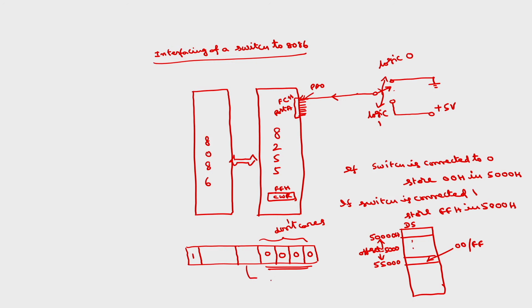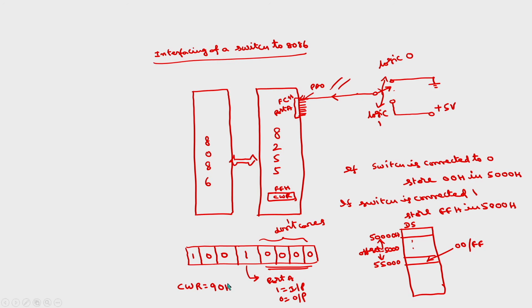This is for port A. 1 means input port, 0 means output port. Because you are using port A as input port, this should be 1. And if I want to operate this in mode 0, this will be 0 0. So, what is the control word register? This is 1000, which is 90H.